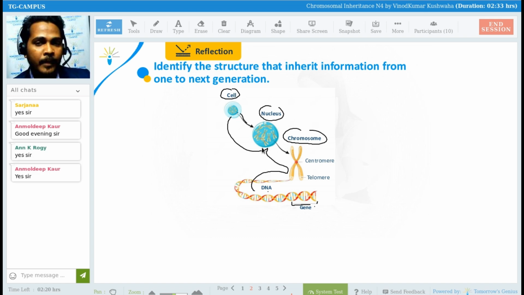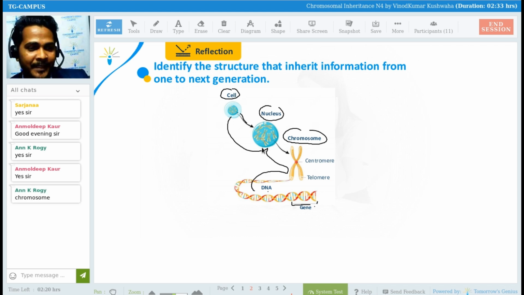Just respond. How many of you agree with my point? So if this is so, then tell me which one is responsible for transfer of genetic information from one generation to the next generation: the cell, nucleus, chromosome, DNA or gene? Which one is responsible? Come on, tell me fast. Okay, you responded chromosome. Why chromosome? Why not DNA and why not gene?